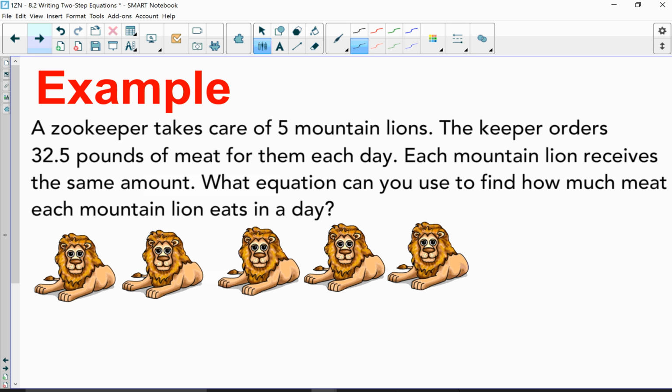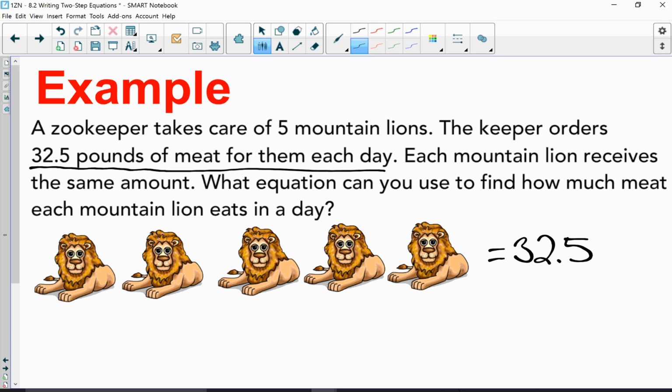Let's take a look at one more example of one-step equations. This is another one-step equation. Just to review it, it says a zookeeper takes care of 5 mountain lions, and the keeper orders 32.5 pounds of meat for them each day. So all of these lions together eat 32.5 pounds of meat each day. That's quite a lot of meat.